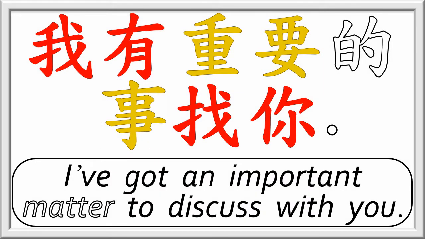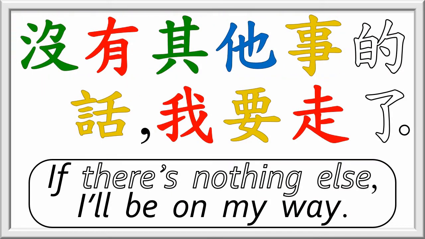我有重要的事找你. I've got an important matter to discuss with you. This sentence could also be rearranged like this with the same meaning. 我找你有重要的事. Here's an example with 其他. 没有其他事的话, 我要走了. If there's nothing else, I'll be on my way.